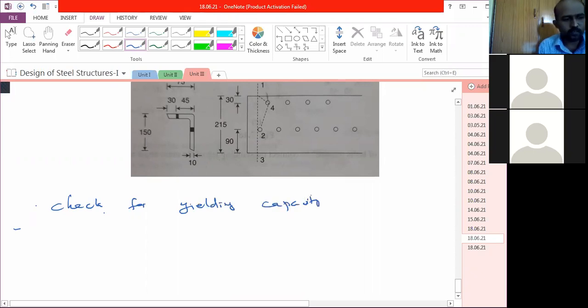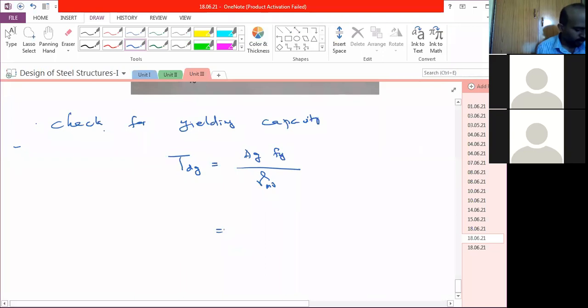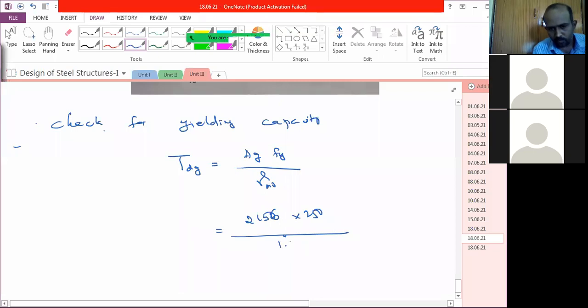Let us check whether our design is safe or not. What is the formula to be used? TDG is equal to Ag Fy divided by gamma m0. How much Ag is provided? 2156, am I right? 2156 multiplied by 250 divided by gamma m0 of 1.1. What is the yielding capacity? It must come greater than 450, then our design is okay.